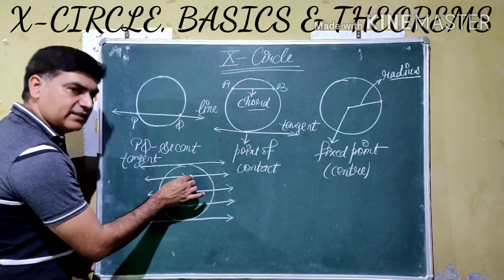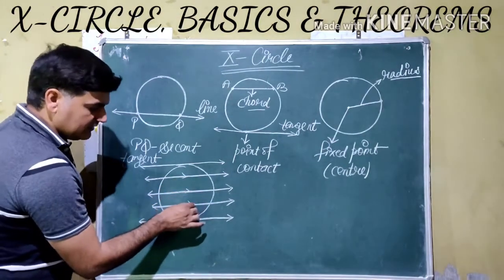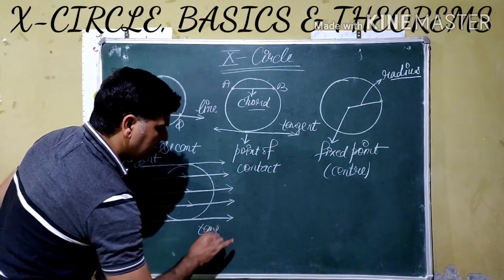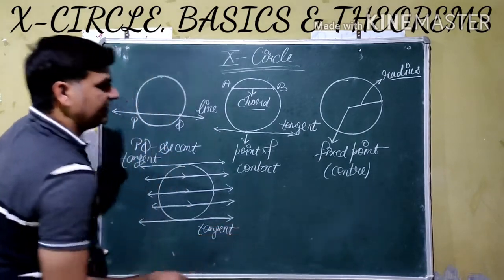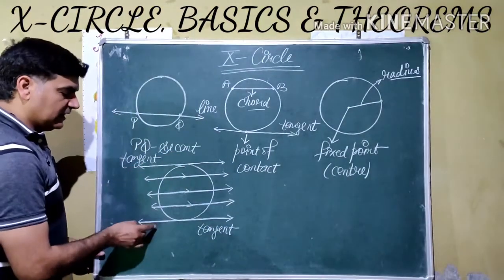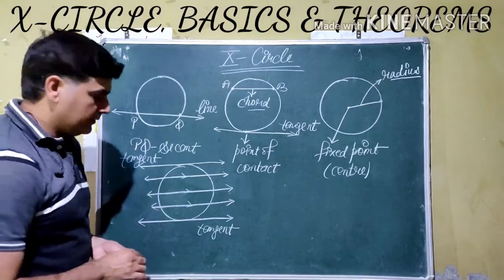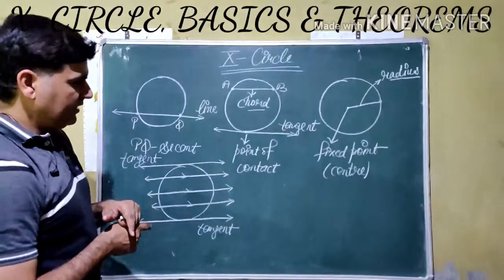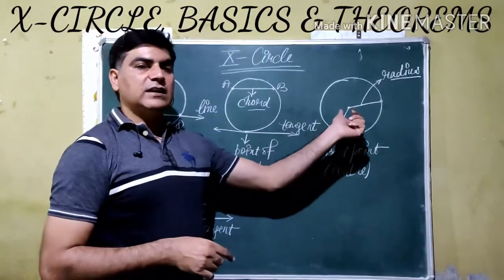This is known as a secant. This is also a secant. This is also a secant. This is touching at a single point, so it is known as a tangent. How many parallel tangents at a time? These come in pairs here. So it means a pair of parallel tangents can be drawn to a given circle.